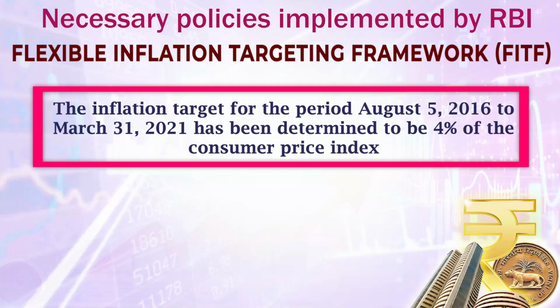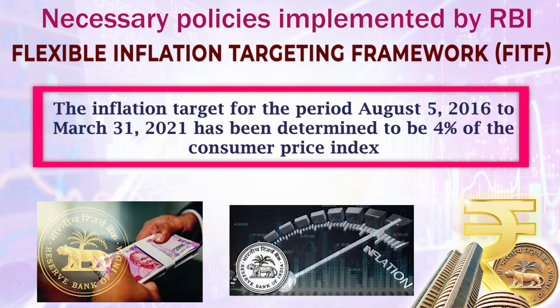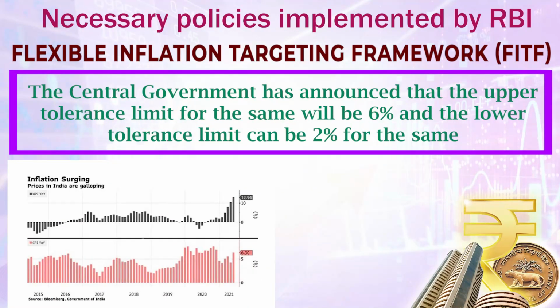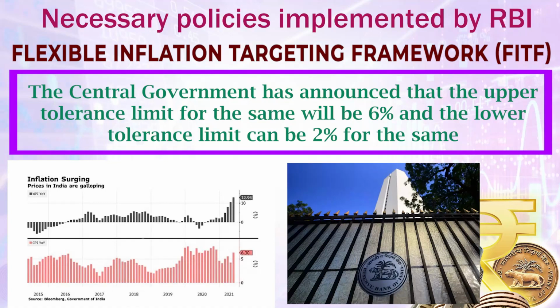It is revised at a 5-year gap. So, it started from 2016 following the RBI Act, and it will end on March 31, 2021. Its target was set at 4%. So, the inflationary level can be at the 4% level, but it has a lower tolerance level at 2%. It has an upper tolerance level at 6%. So, the RBI has a comfort zone between 2% and 6%.